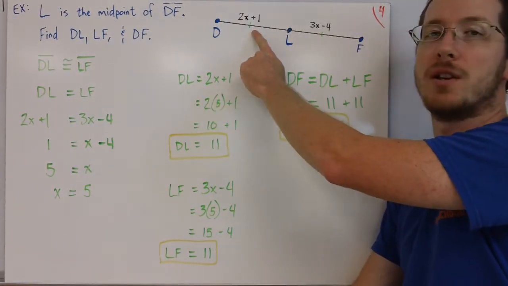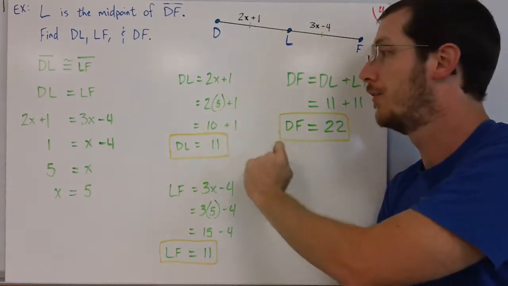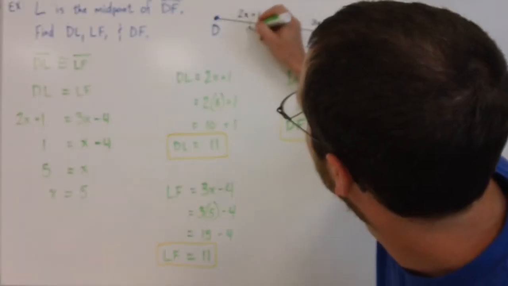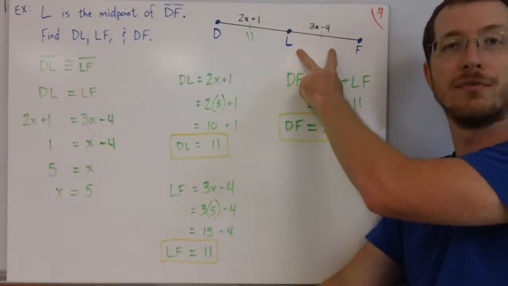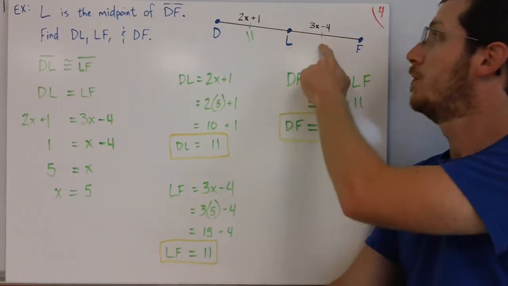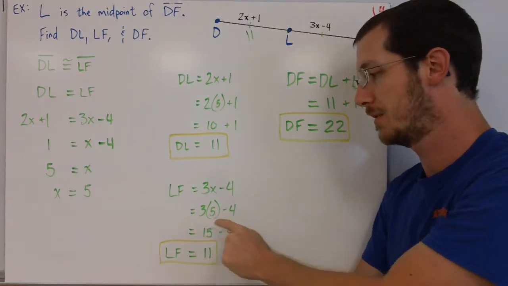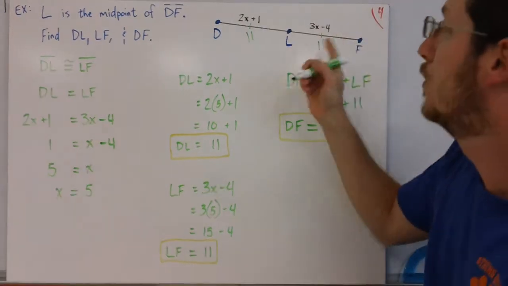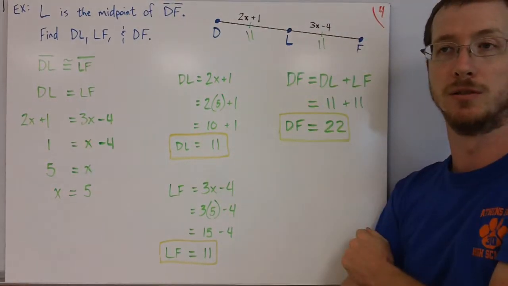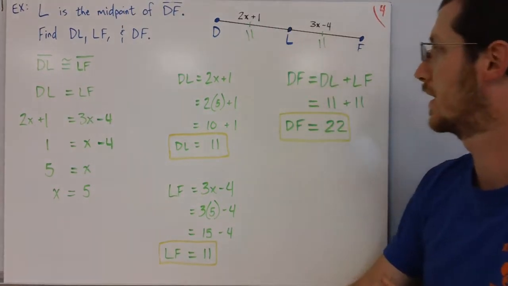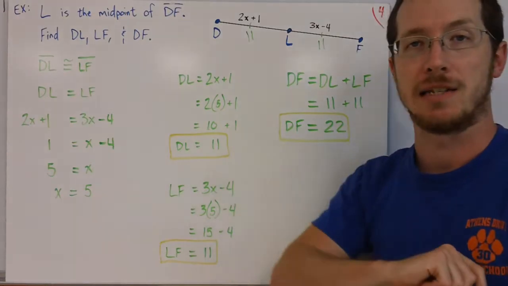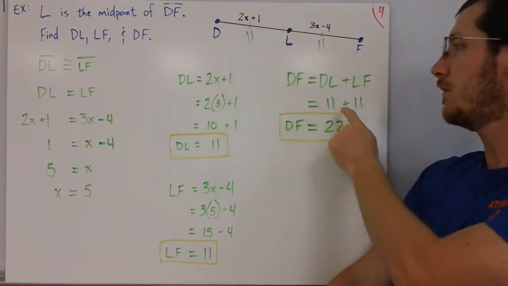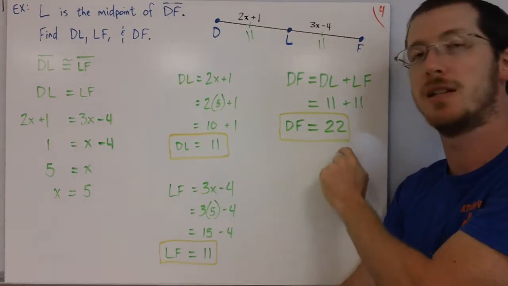So DL from our diagram, 2x plus 1, plug in that 5. 2 times 5 is 10, add 1 to it. We know DL is 11. LF, the other segment, 3x minus 4 is what we're told the length of that is. Plug in 5. 3 times 5 is 15. Take away 4 is 11. LF is also 11. We should have already known that because we know they're congruent, so they should have the same measurement. They're both 11 in this case. Lastly, we're asked to find DF. DF is the sum of these two parts using the segment addition postulate. So 11 plus 11, plugging in their values, we get DF equals 22.